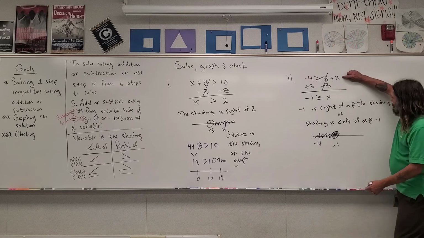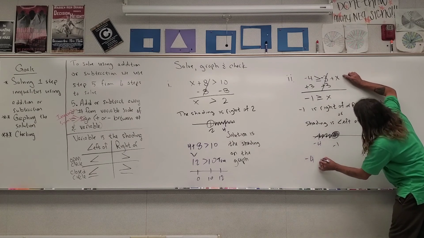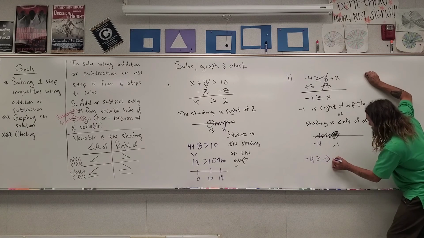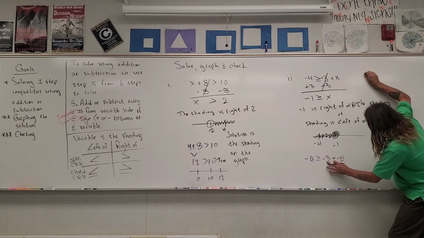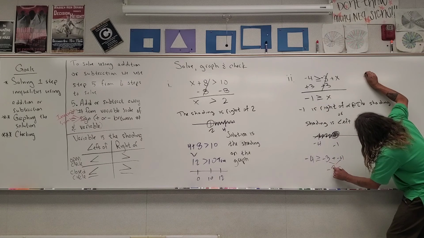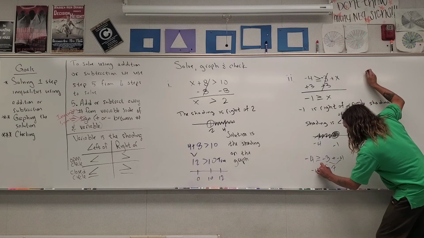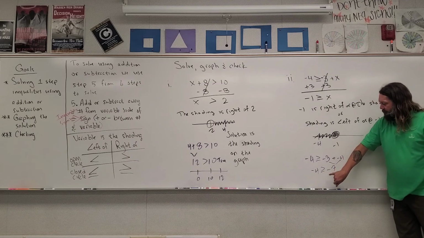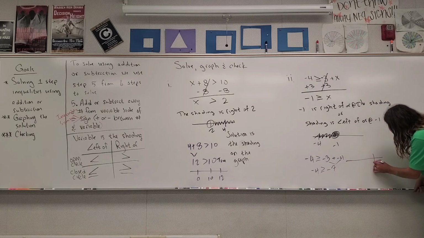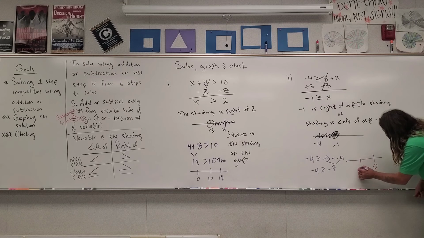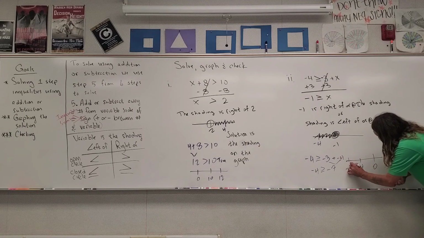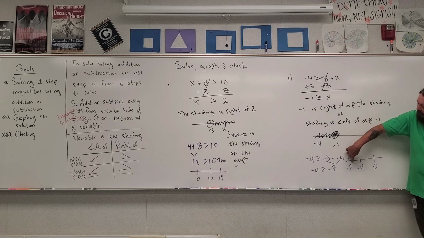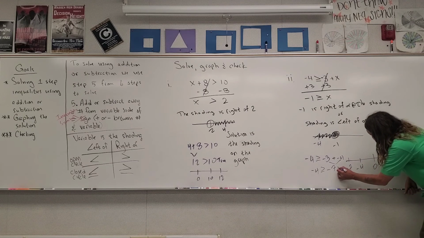And so let me plug this into the original. -4 greater than or equal to -3 plus a -4. -3 plus a -4 is a -7. And is this a true statement? Is -4 on the right of -7? Well, my -4 is in fact on the right of -7, and this is in fact true.